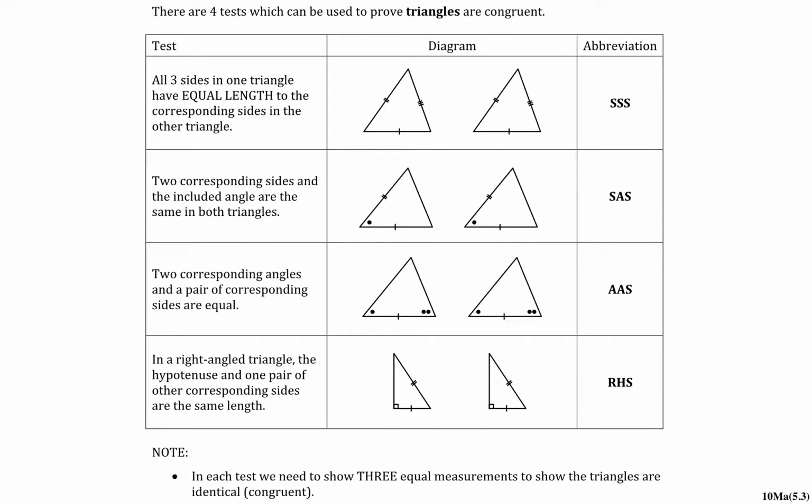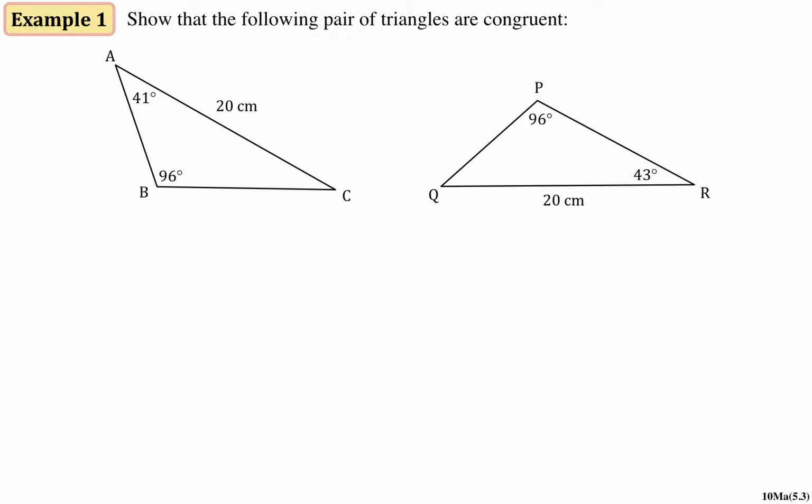You need to use one of those four tests every time you're asked to show triangles are congruent. So let's try our first example. It says show the following pairs of triangles are congruent. Now before I actually try showing they're congruent, I'm going to look at the angles and notice that I've got a 96 and a 96, but the 41 and 43 don't match up.